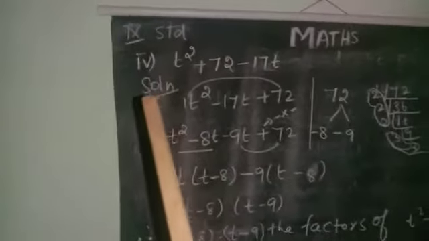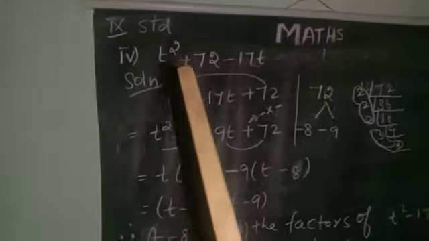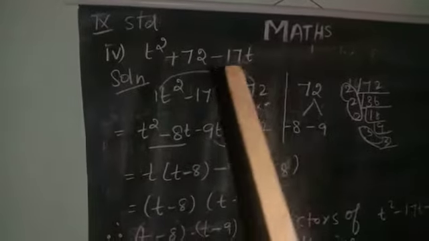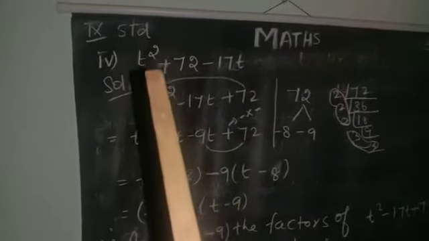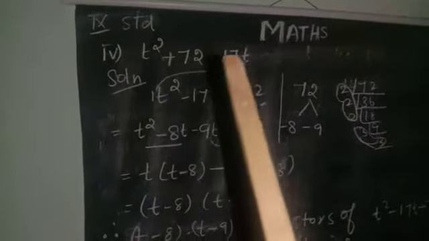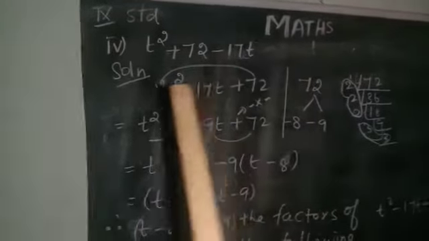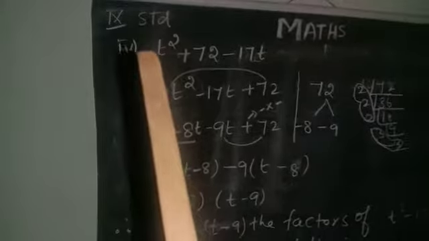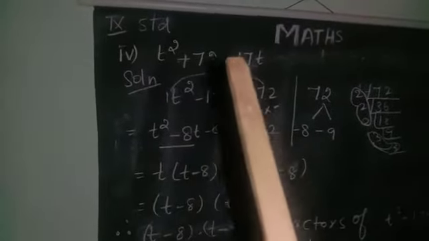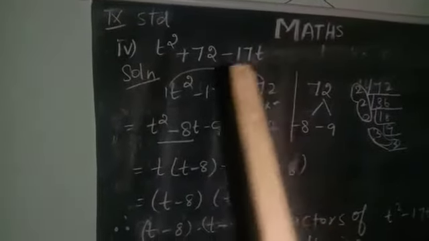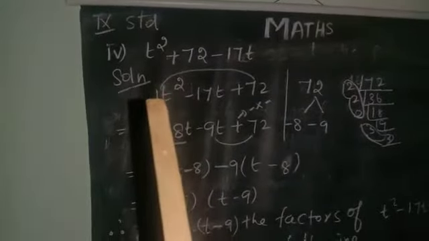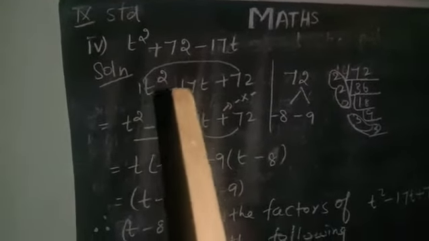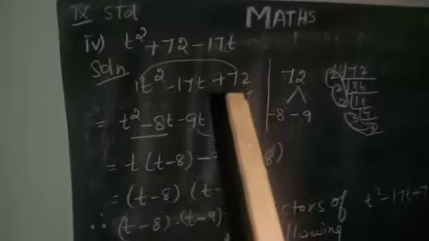Now we see the fourth subdivision in the first sum: t square plus 72 minus 17t. Now we have to find the solution. t square plus 72 minus 17t can be written as 1 t square minus 17t plus 72.